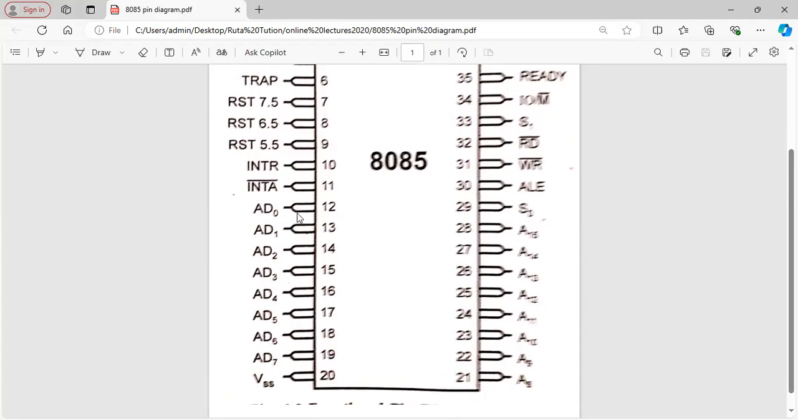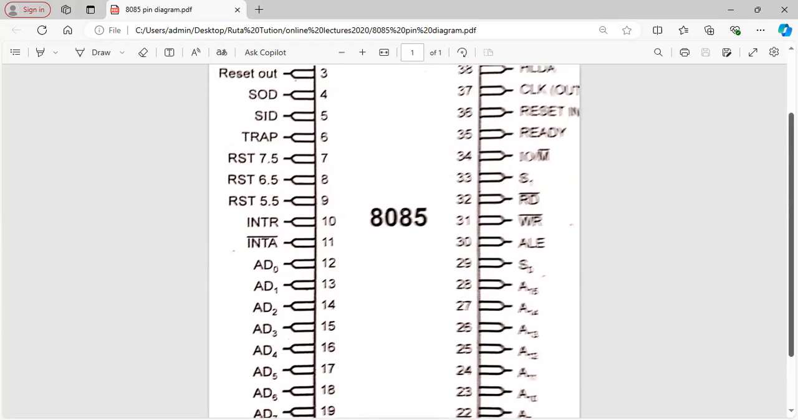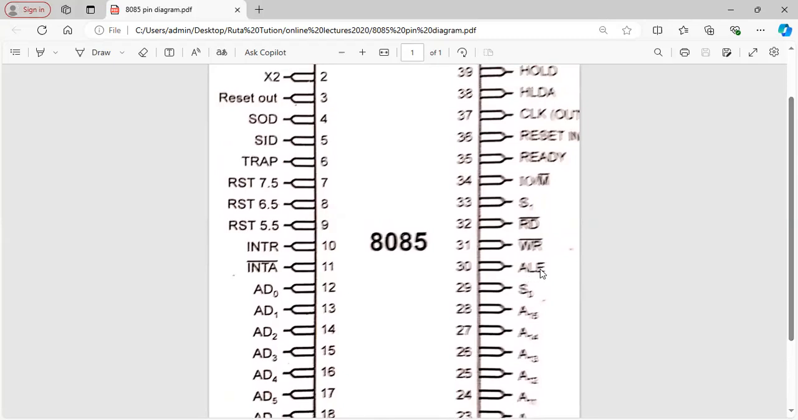Now, the advantage of these multiplexed pins is that the number of pins will be reduced. And whether it is address or data will be decided by the ALE pin, that is, Address Latch Enable. If Address Latch Enable is 1, then AD0 to AD7 represent A0 to A7. Otherwise, they represent D0 to D7.